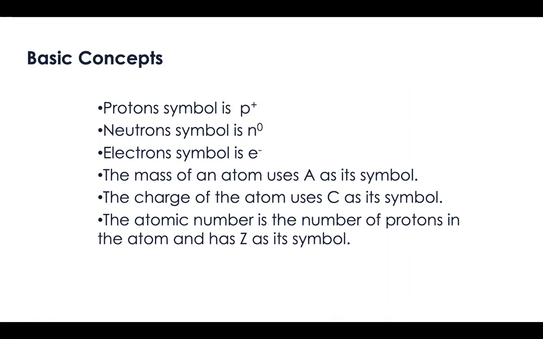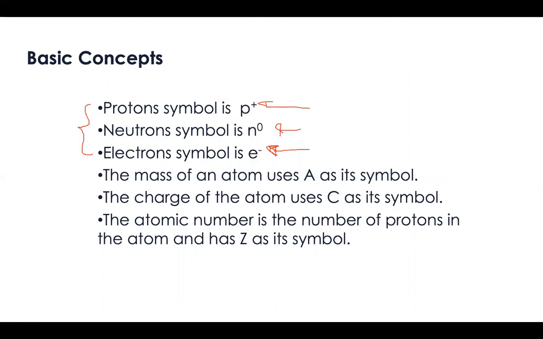Protons, the symbol that we use in order to determine that we are talking about protons is P+, okay? They have a positive charge. Neutrons are the ones that do not have a charge, okay? So they are neutral, so we're going to use the symbol N0. Electrons are going to be notated with the symbol e negative, and they have a negative charge. These are the three subatomic particles that we have in the atom: protons, neutrons, and electrons, okay?